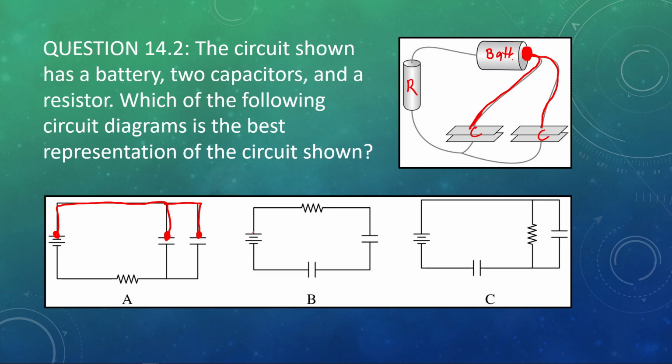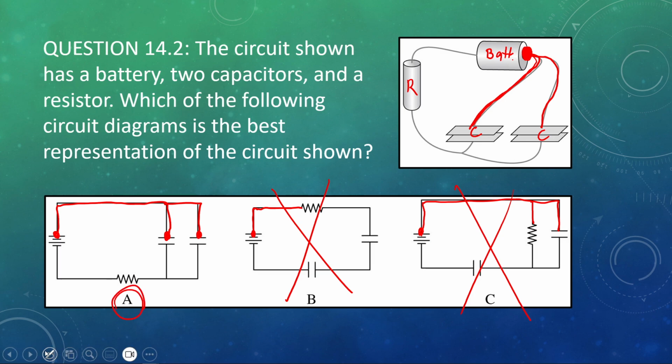In B, the positive terminal of the battery is going straight into a resistor. That is not what is shown in our circuit. It shows the positive end going to 2 capacitors. This is not correct. In fact, in C, it's the same situation. We have the positive terminal of the battery. Yeah, it's being connected to 1 resistor there, but it's also being connected straight to a resistor. Again, that is not the case. So we already narrowed it down to knowing that A must be the answer, but let's just check the rest of the circuit to make sure.